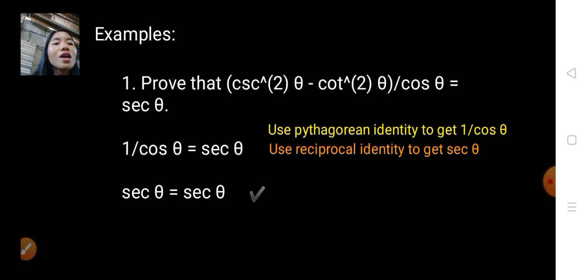Prove that cosecant squared theta minus cotangent squared theta divided by cos theta is equal to secant theta. So first, we're going to use the Pythagorean identity to get 1 over cos theta. The Pythagorean identity of this is 1 over cos.